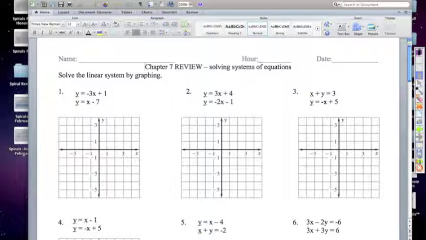If you don't have your name on your review, if you don't have the hour, if you don't have the date, get that on there. If you need a review, the sub should have them.